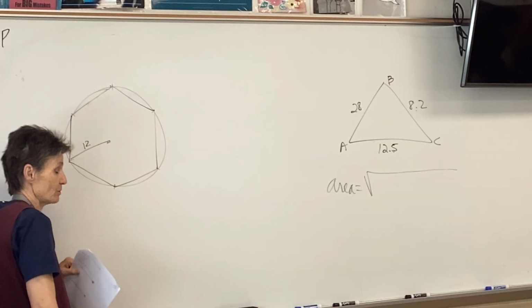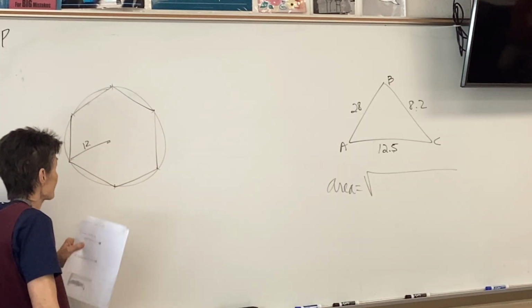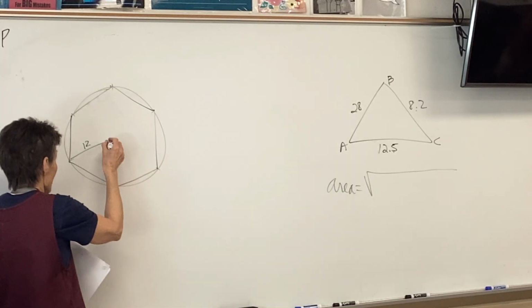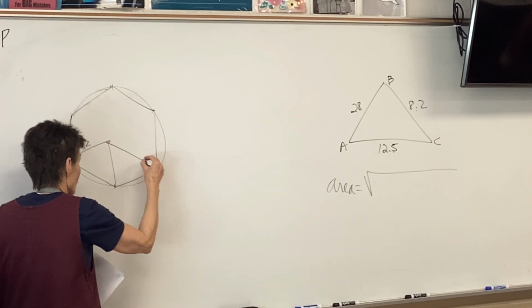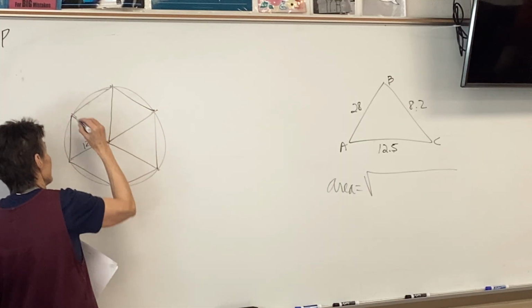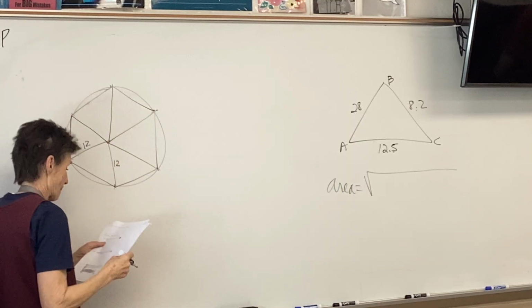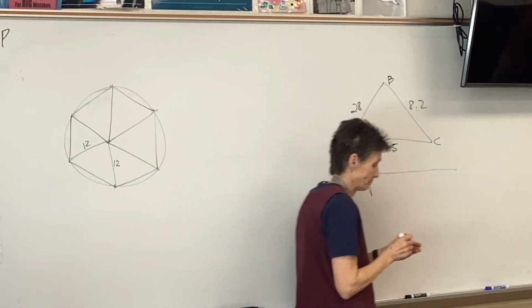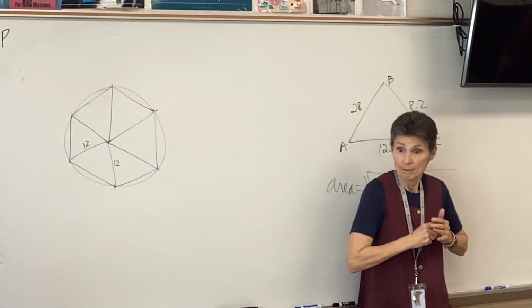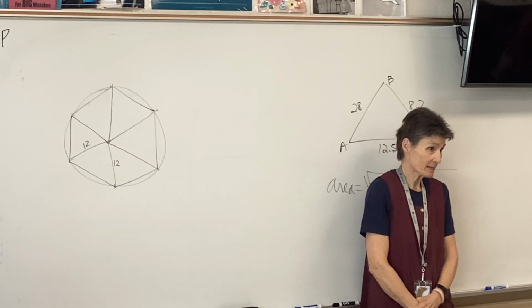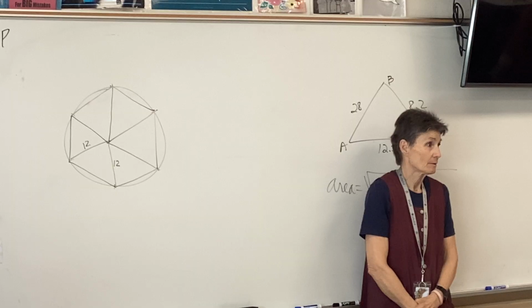Alright, so the radius is 12 inches. Now, that means all of these are 12 inches. And we want to find the area of that thing. So you gotta find the area of the triangle and multiply it by 6, and that will be the hexagon.